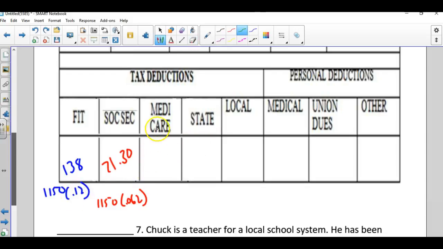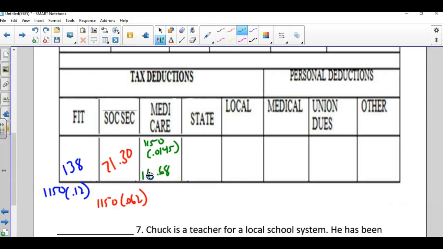Then we're going to take Medicare. We're going to take 1,150 and multiply by 0.0145. Oops, hold on, let me write that neater. Multiply that by 0.0145. And when you do that, you get $16.68.